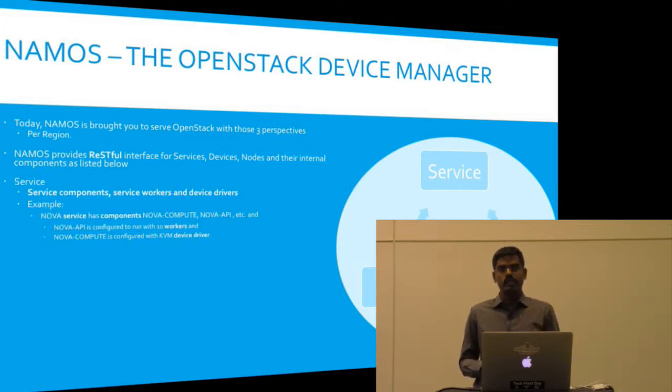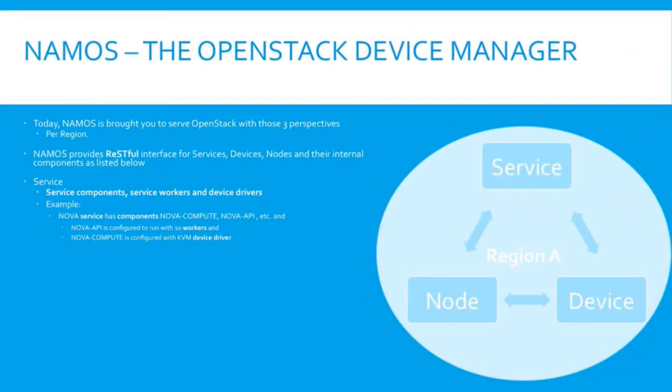The moment we say service, a service consists of service components, each component consists of service workers, and each worker will be loaded with a given device driver. What that means: for example, take a Nova service. It will have different components like Nova Compute, Nova API, Nova Scheduler, etc. Take the example of Nova Compute. It will have multiple workers, and each worker will be loaded with a different device driver. For example, one will be loaded with, say, the ESX driver. Another can also be loaded with a different compute driver, which we don't practice.